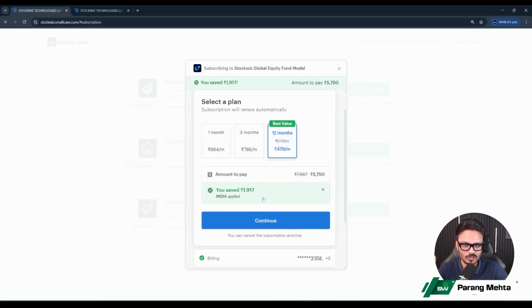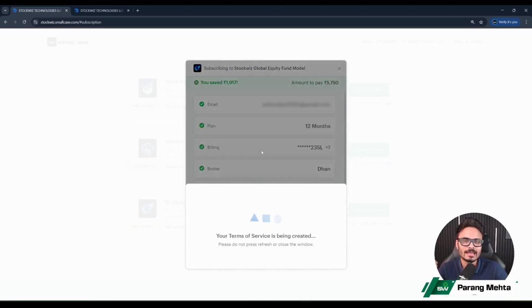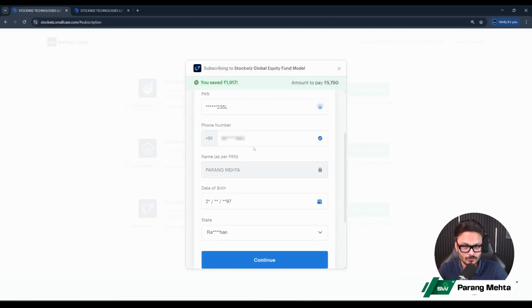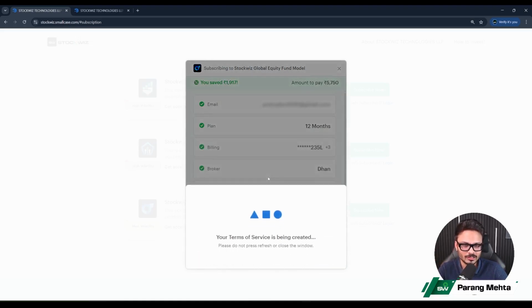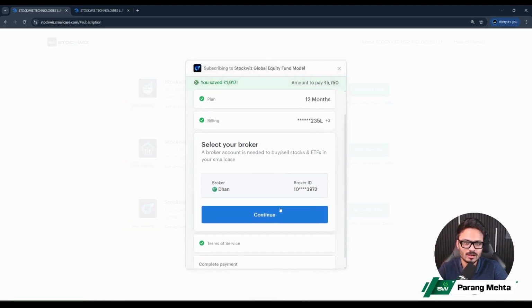Let's say I'm going for the 12-month plan, and I will apply the coupon code if a coupon code is available. I will click on continue, and then I will fill up my other details, and those details could be my PAN number. You will put in your phone number, your date of birth, your state, then you'll click on continue. Then you will connect your broker. Now there are more than 25 to 26 brokers available. I have currently selected my broker. You choose from the top 20 brokers in India.